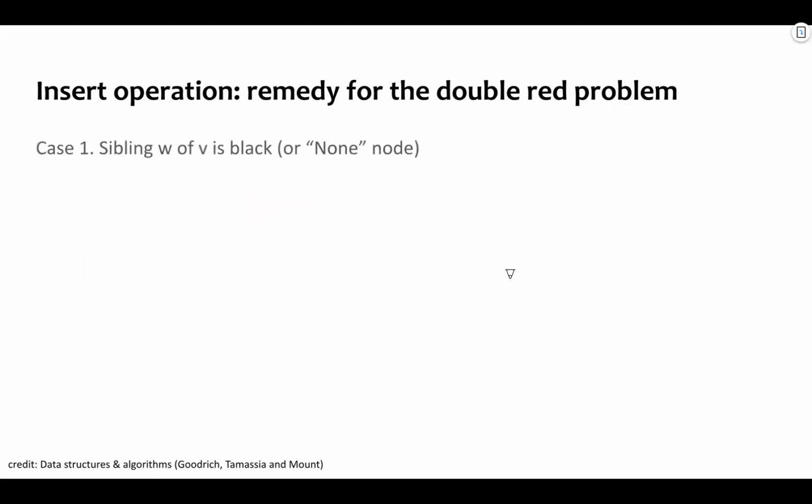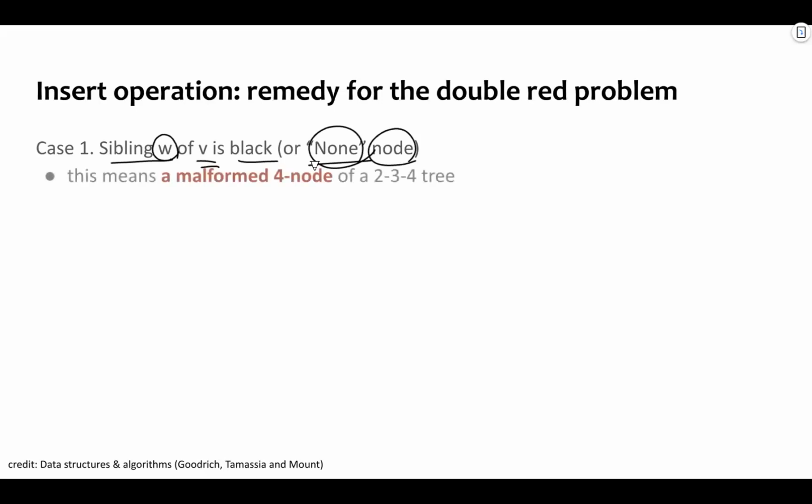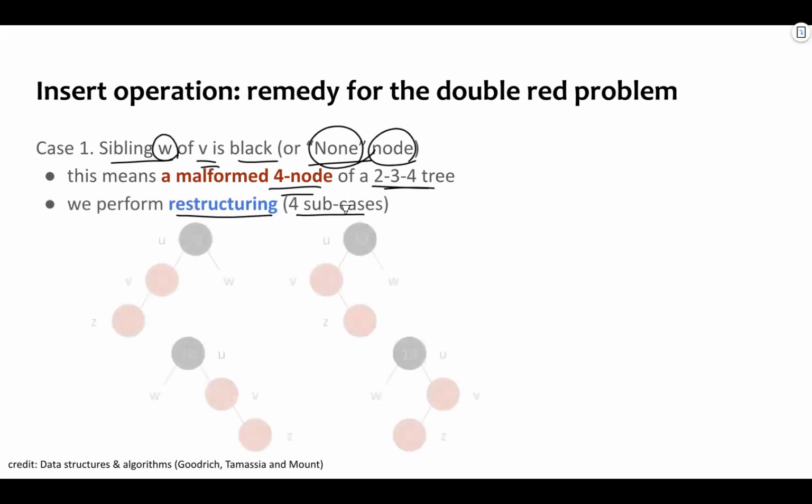And there are also several cases. First of all, sibling W of V can be black or a non-node. So external nodes are black. So it could be either a node containing some values or a non-node. This means a malformed 4-node of a 2, 3, 4 tree. And we perform restructuring. And there are 4 subcases.